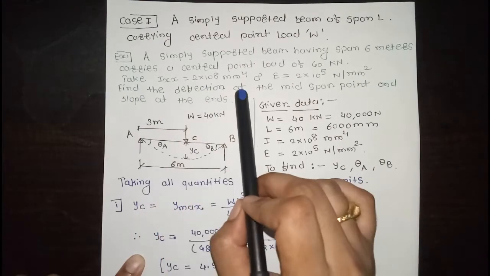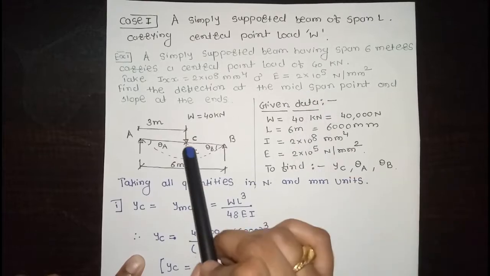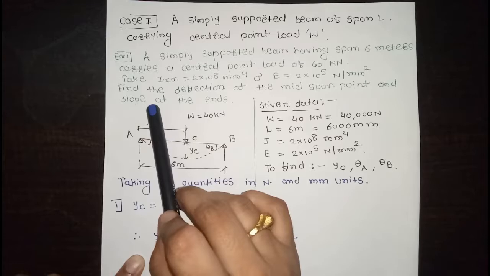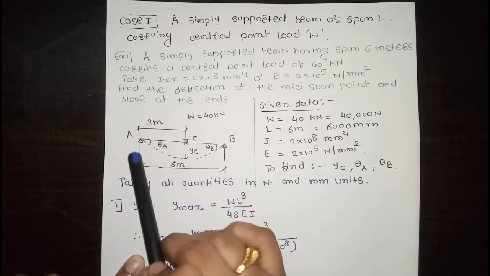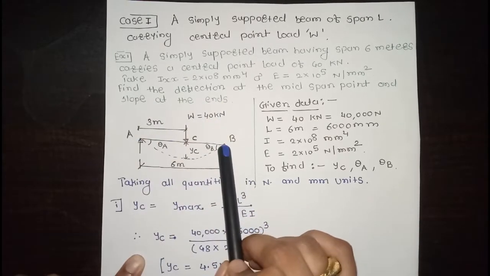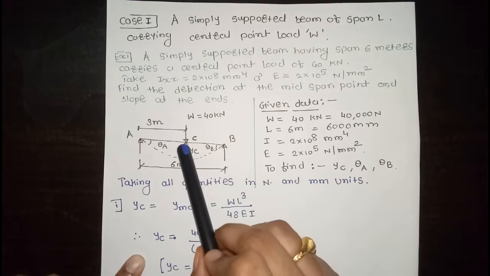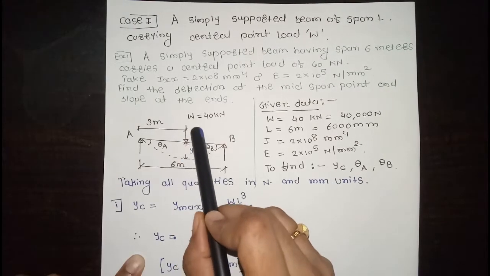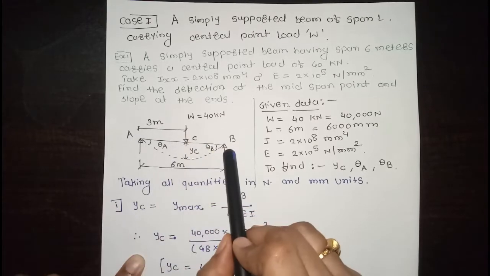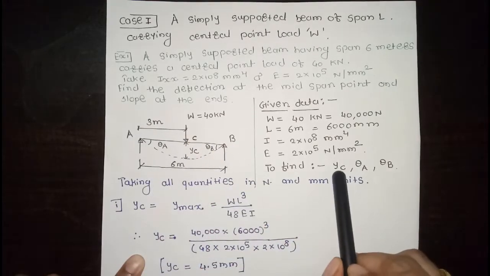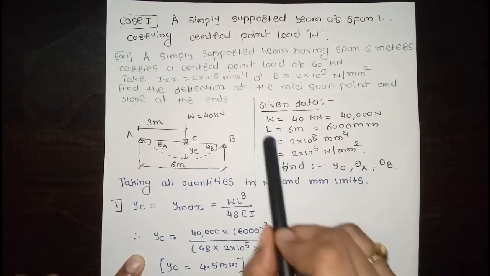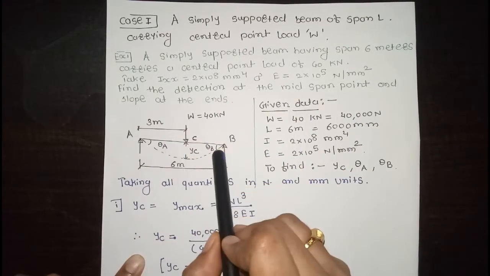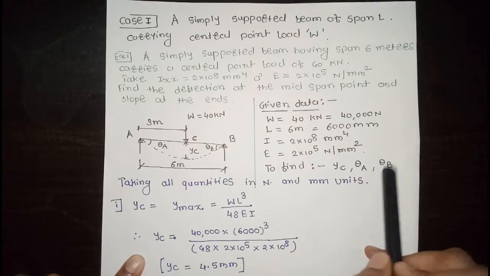Calculate the deflection at the midspan point and slope at the ends. Deflection at the midspan, YC; C point is the midpoint of this simply supported beam. So calculate YC and slope at the end points, means theta A and theta B.